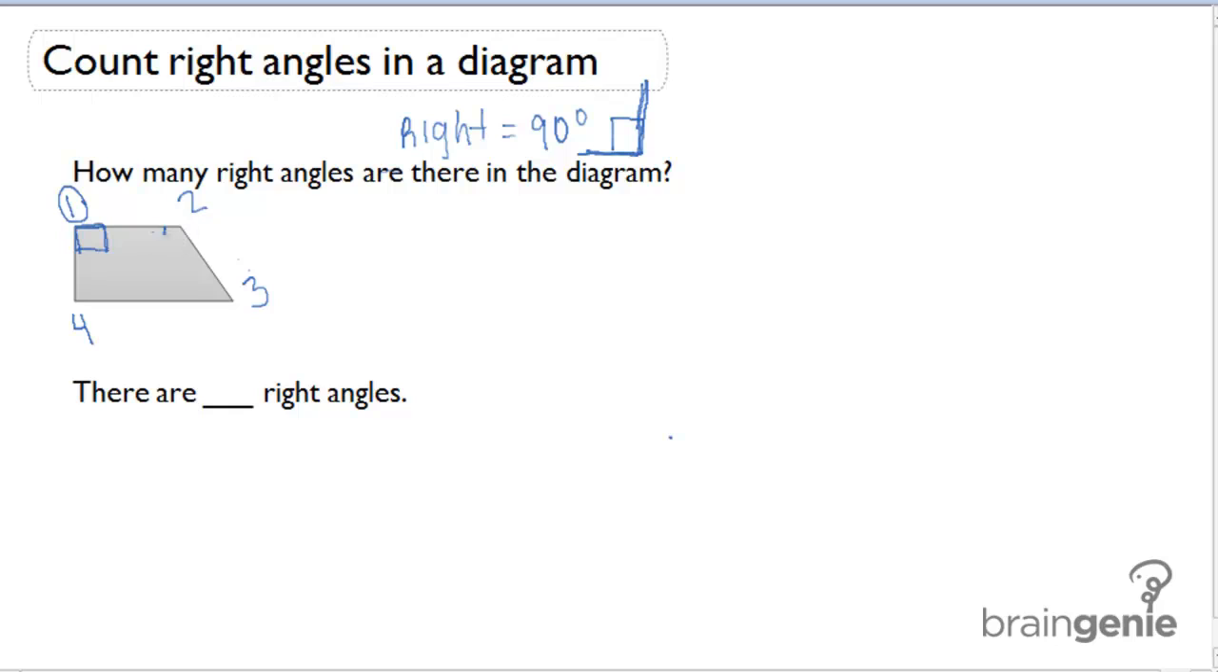At angle 2, if I try to draw that same square, you can see that the square is not big enough for this angle, which means the angle measures more than 90 degrees, which means it must be an obtuse angle.